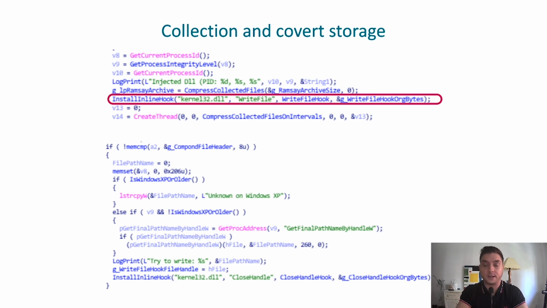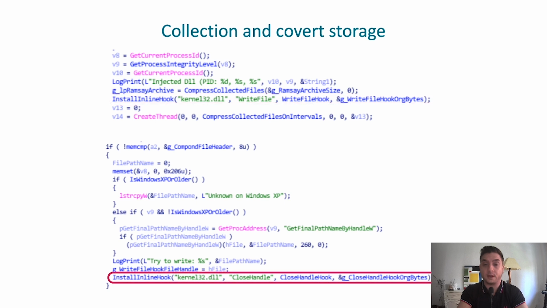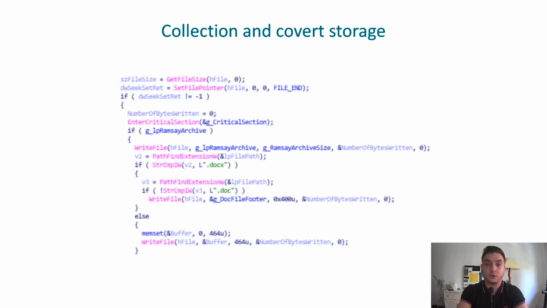And this hook will read the file pointed to by the file handle, and check whether it contains a compound file header. If that's the case, it will install another hook in CloseHandle. This CloseHandle hook, right before the file gets closed, will seek to the end of the file and check whether a Ramsay container was actually generated. If it was, it will append this Ramsay container at the end of the subject file. Depending on the extension of the subject file, if it's a doc file, a footer will be appended at the end, otherwise just a sled of null bytes.